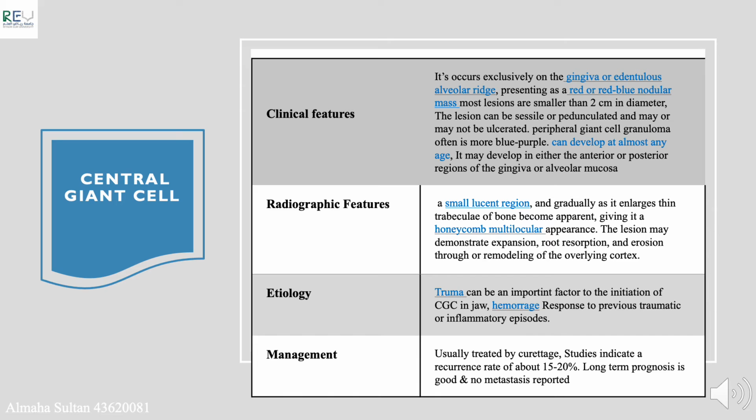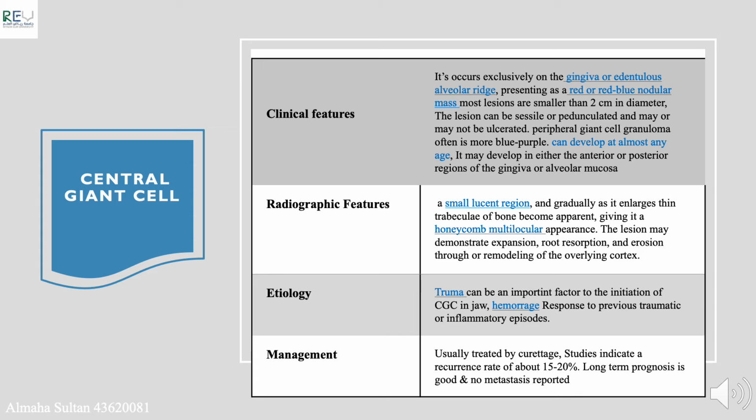Clinical features: it occurs exclusively on the gingiva or edentulous alveolar ridge, presenting as a red or red-blue nodular mass. Most lesions are smaller than 2 centimeters in diameter. The lesion can be sessile or pedunculated and may or may not be ulcerated. Peripheral giant cell granuloma is often more blue-purple, and can develop at almost any age. It may develop in either the anterior or posterior region of the gingiva or alveolar mucosa.